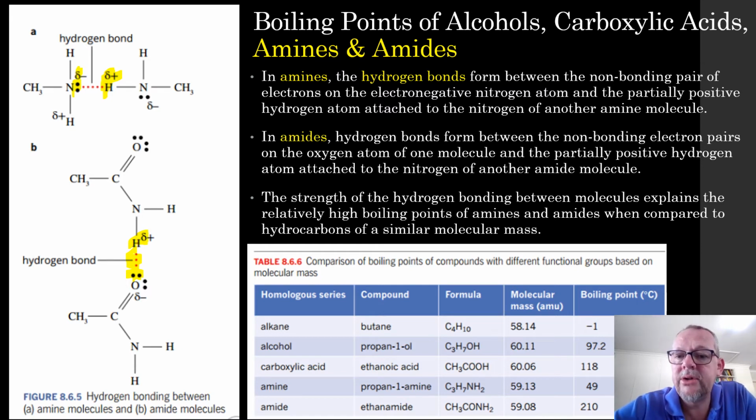Now the strength of the hydrogen bonding between the molecules explains the relatively high boiling points of amines and amides when compared to hydrocarbons of a similar molecular mass. So what do we got here? Amine, amide, and we've got the molecular mass around 60 for each of these, and you can see that amine, boiling point, amide. So they have, certainly compared to alkanes, a much higher boiling point. And we'll leave that there for a moment.